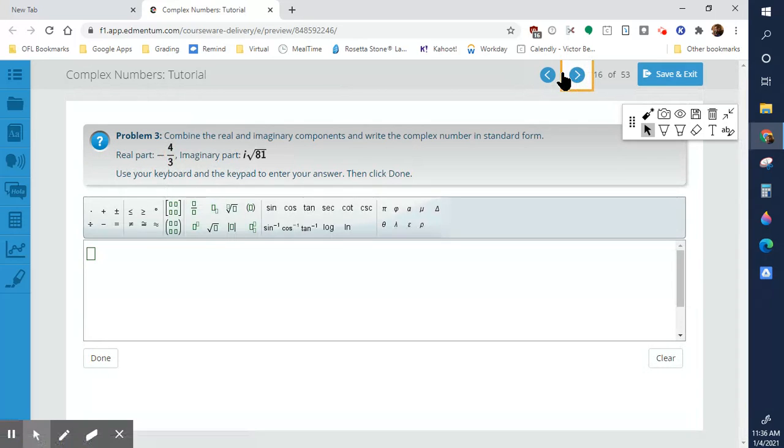All right, going to this next one. We're doing the same thing, real and imaginary part. I don't know why they have us practicing these.